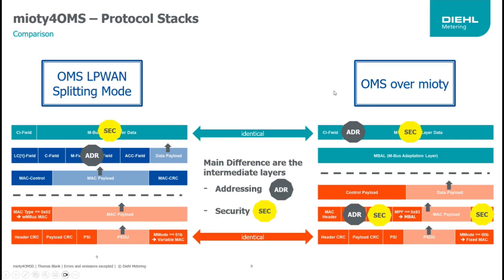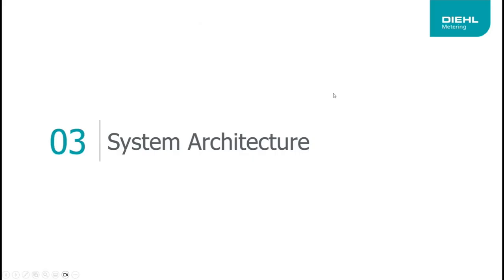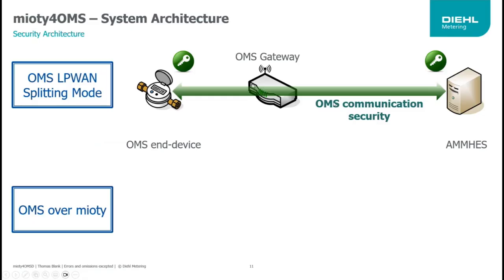Some more details will now follow in the system architectures. And this is a system architecture exactly pointing to this security topic. So in the upper line here, you see the OMS LPWAN approach. In the end device, you have a symmetrical master key, and the same master key is available in the backend system, in the automated meter management head-end system, AMMS.